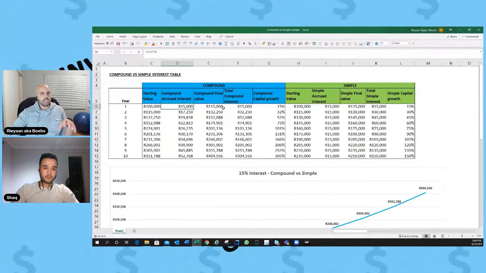So what compound interest, or compound investing, means is that in your second year, you'd be earning 15% on the 115,000 Rand and not the 100,000 Rand.